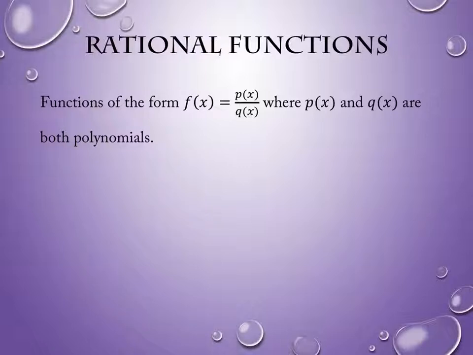So a rational function is a function of the form p of x over q of x, where p of x and q of x are polynomials. We've been working with polynomials quite a bit. So if you remember, polynomials don't have square roots. They have exponents that are positive or maybe 0. We've got values on the top and the bottom of a fraction, if you will, that are each polynomials.